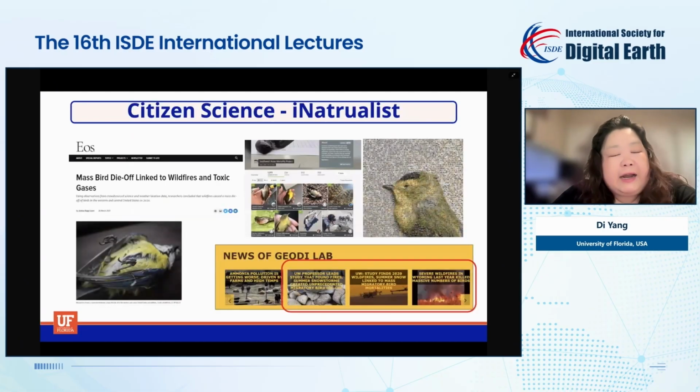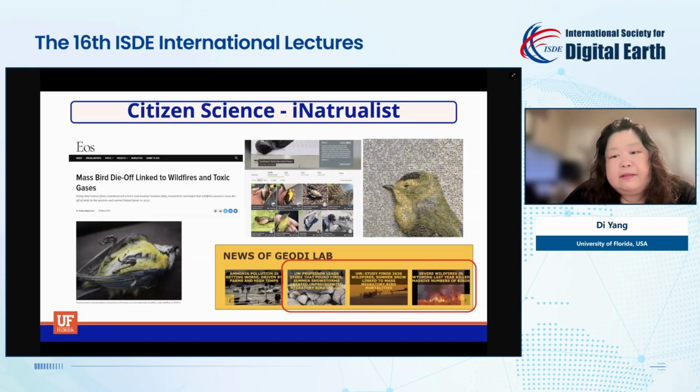iNaturalist is a citizen science platform that we use a lot in daily life. For example, if we see a species, we can take a picture and upload it by cell phone. Those pictures are automatically recognized by AI for the species, and the citizen scientists themselves also act as an assessment platform. A higher-level user can say, here, the species identification is right or wrong.